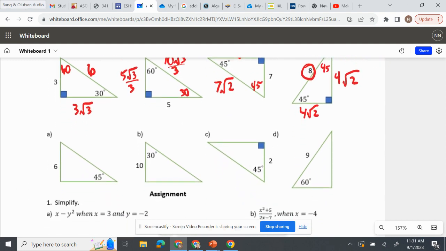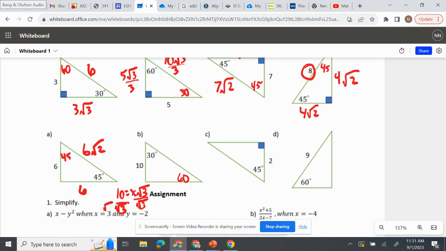Now, for our next ones, we have a 45, so we know the other one is 45. If this is a 6, we know this is a 6. This is a 6 rad 2. If this is the 30 degrees, we know that this is the 60. So when we're given a 60, we're going to take the 10 and set it equal to x rad 3. So we divide by the square root of 3.